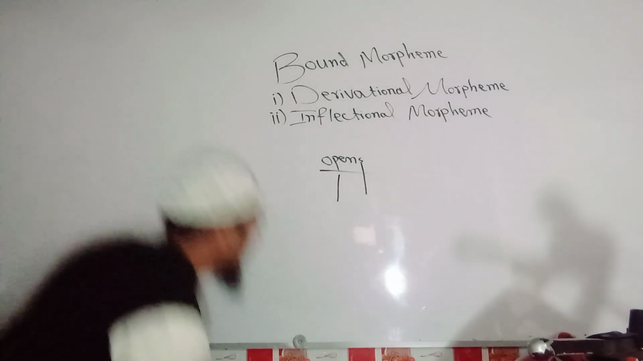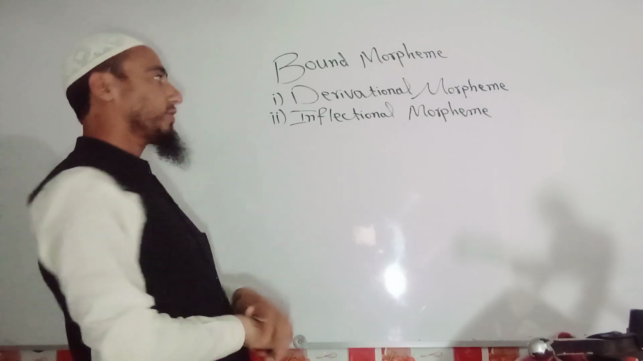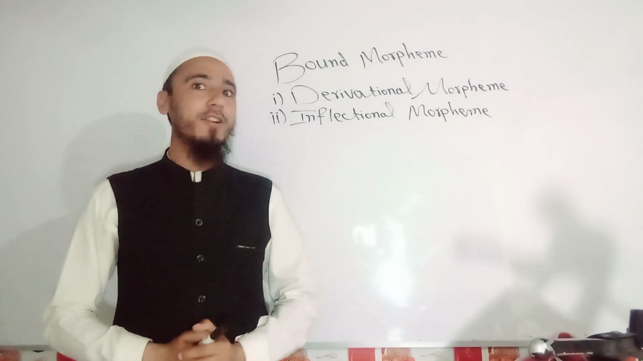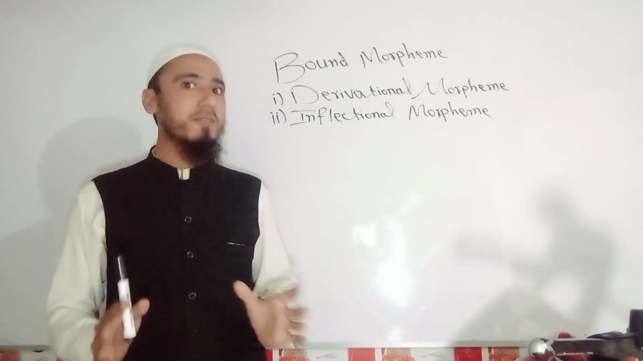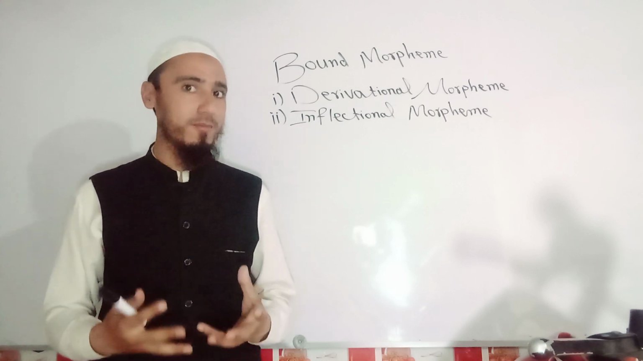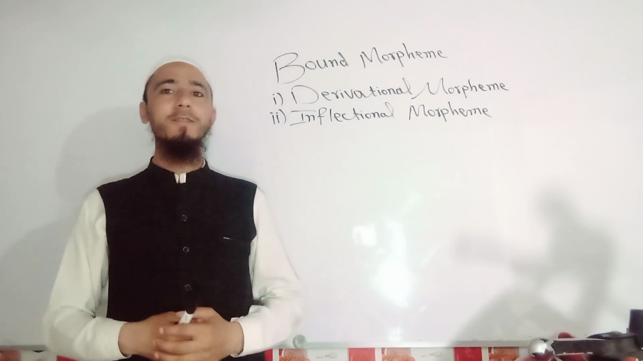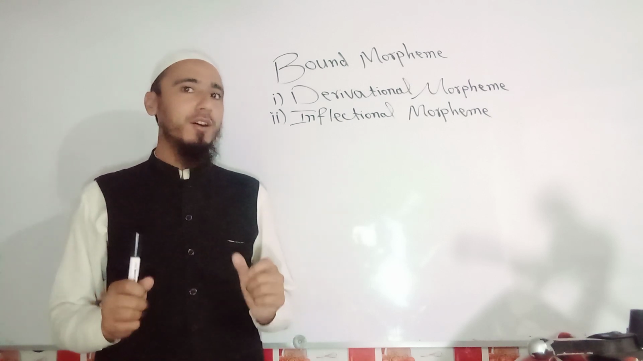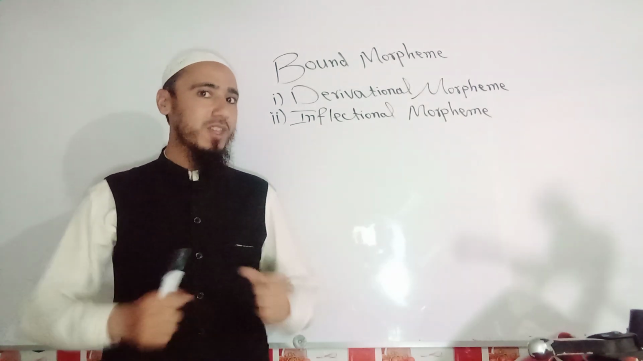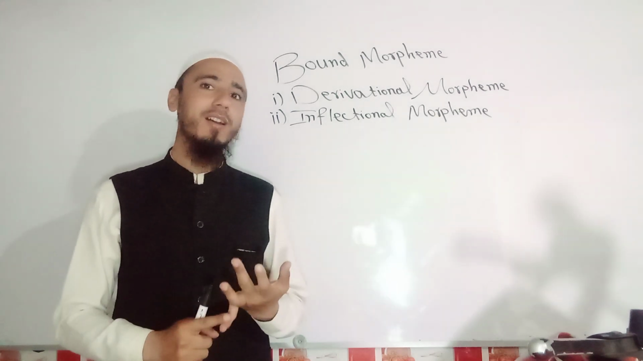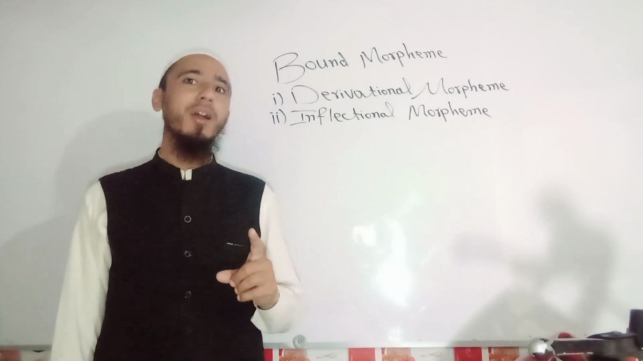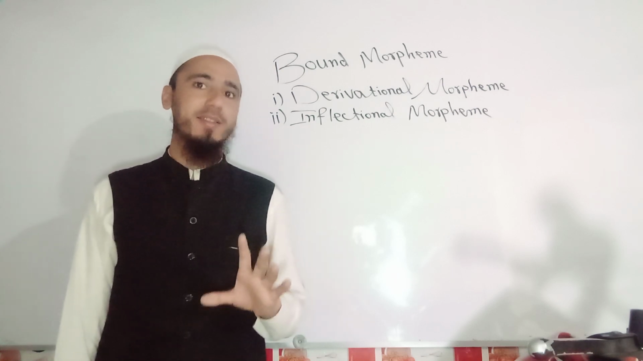Now, what we are talking about today is derivational morpheme. Now, what is derivational morpheme? Derivational morphemes are actually prefixes or suffixes which we use with a word in order to form new words. I am repeating. Derivational morphemes are those prefixes or suffixes which we add to a word to make a new word. When we are making a new word, we add either prefixes or suffixes.